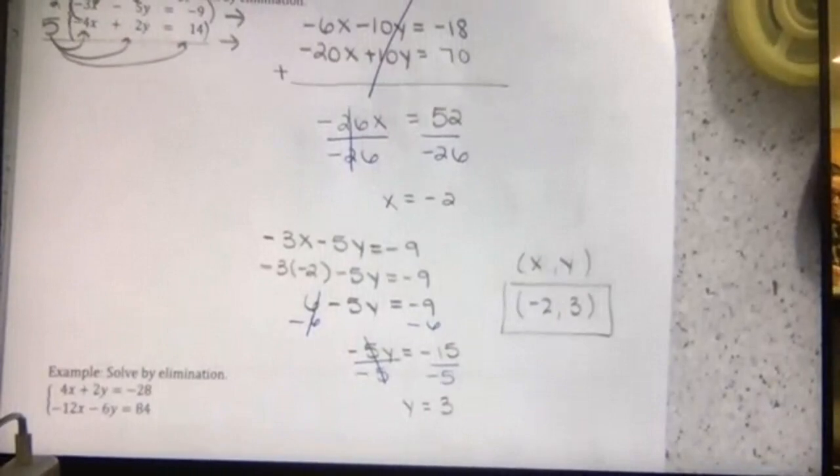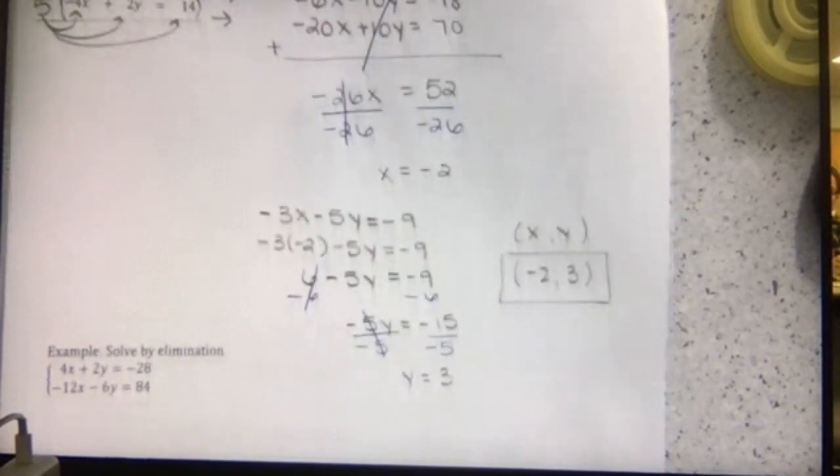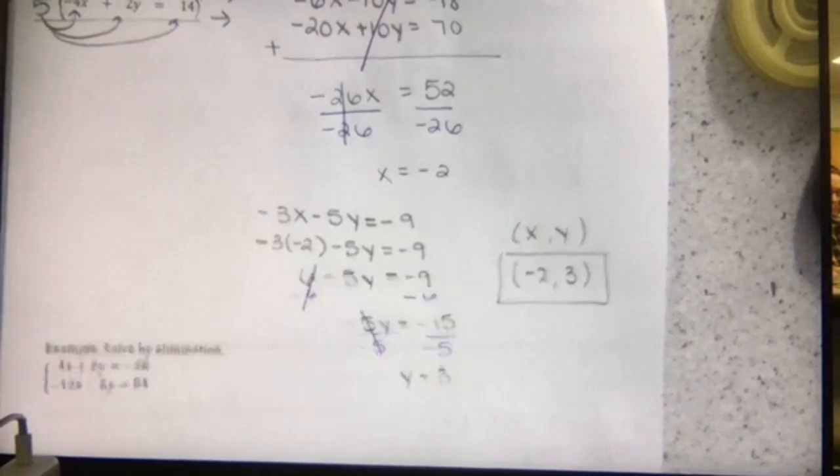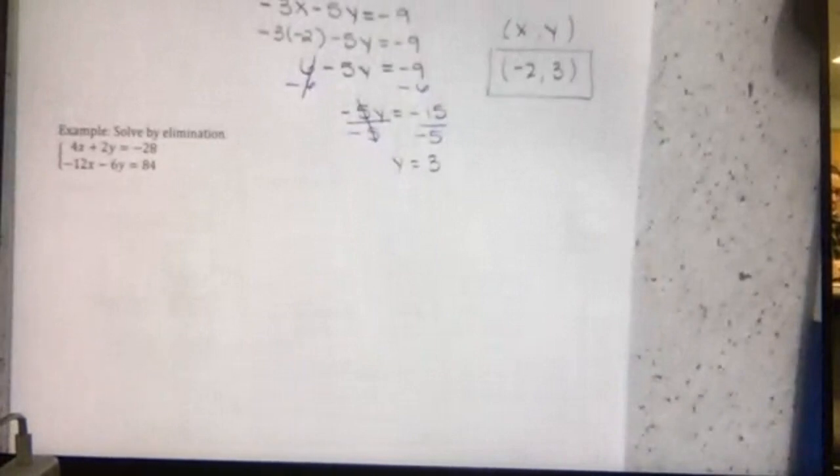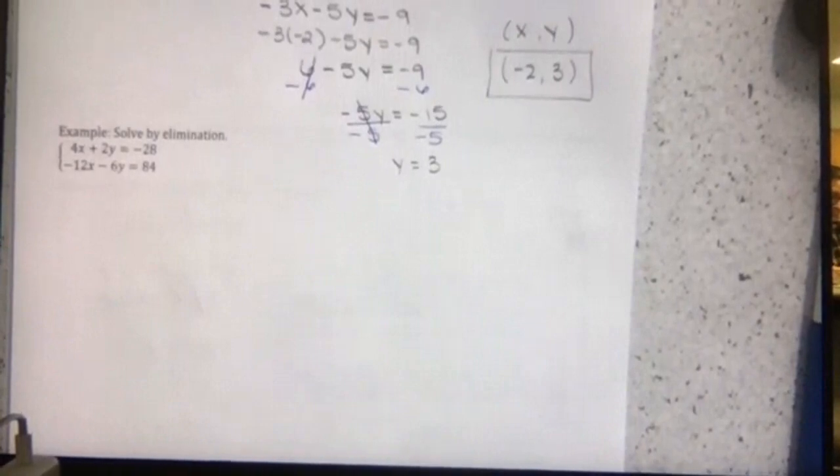So that's solving using elimination. We have one more, and we're done with this whole packet. I was trying to put the whole problem in one page. All right, so last one, solve by elimination. If we have 4x plus 2y equals negative 28, and negative 12x minus 6y equals 84.